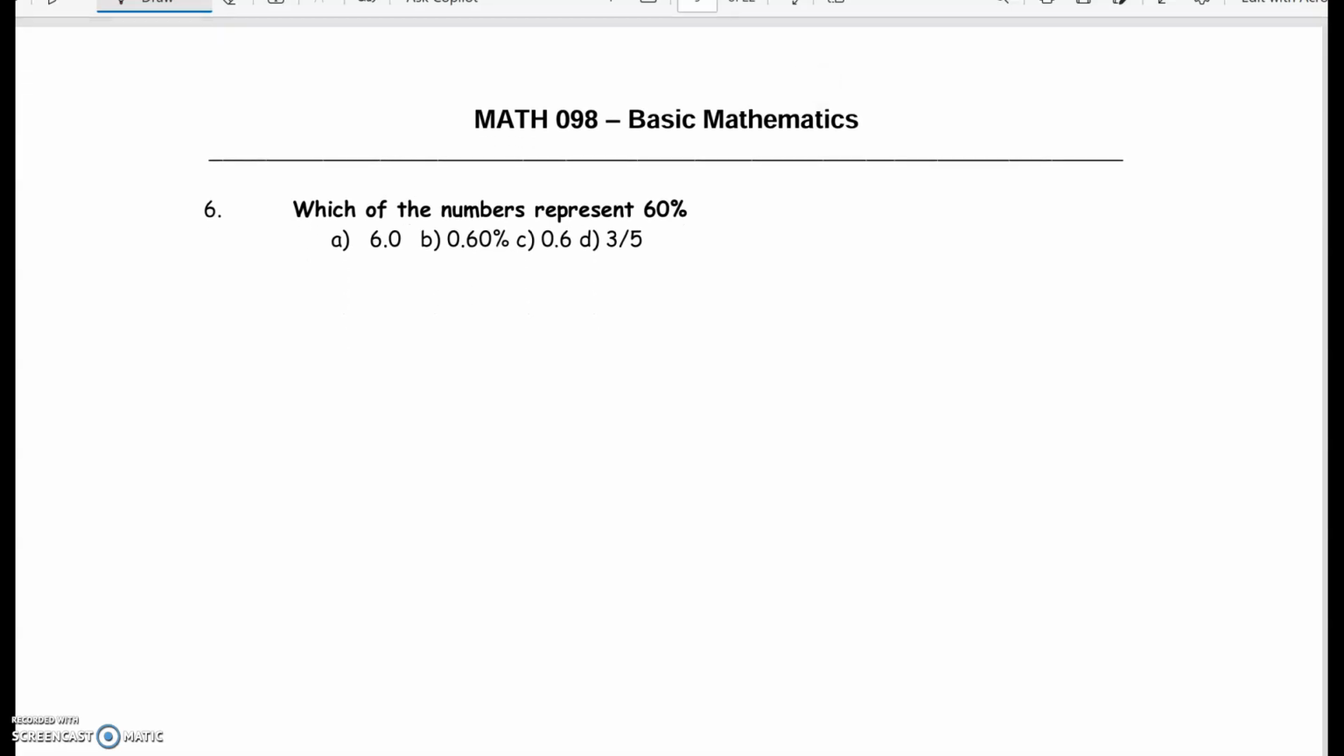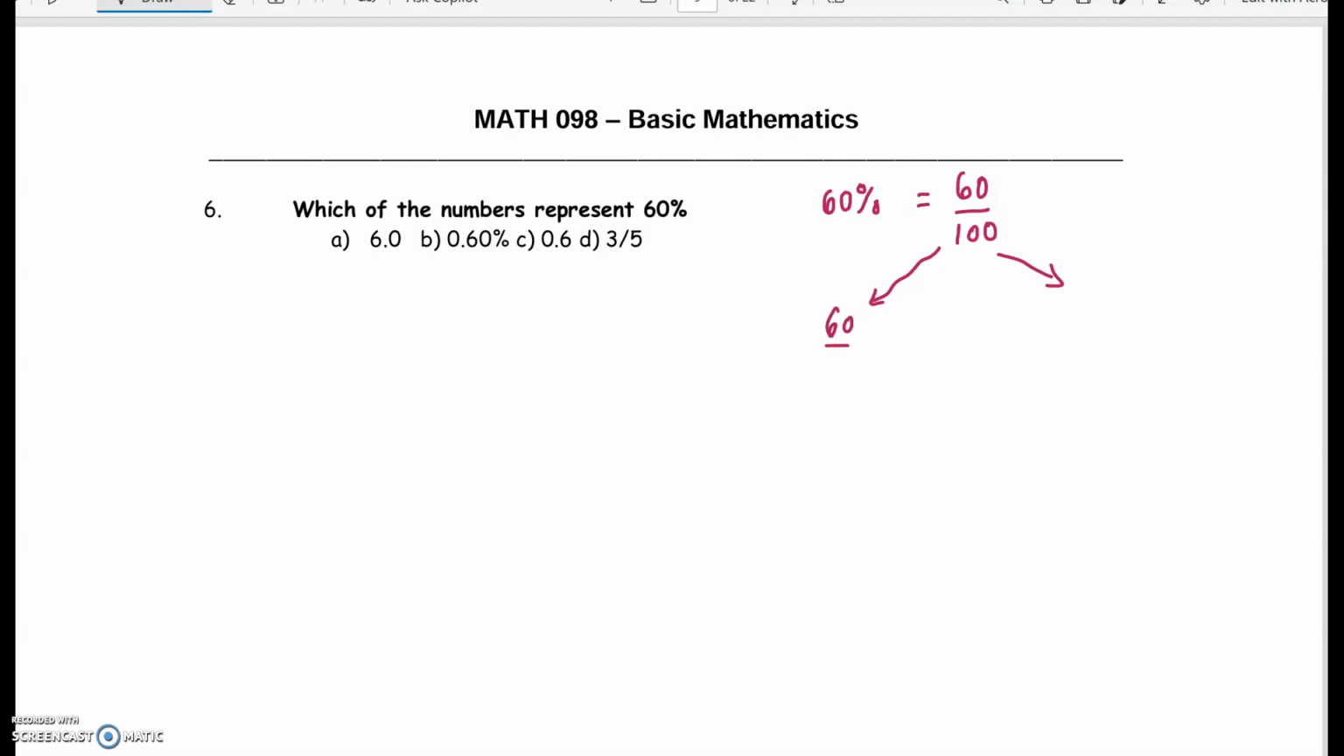Which number represents 60%? Now 60% can be written as a fraction or a decimal. So let's write it both ways. If I want to write it as a fraction or a decimal, my first step is to write it as 60 over 100. Now from this point on, I can change it to a fraction or a decimal.